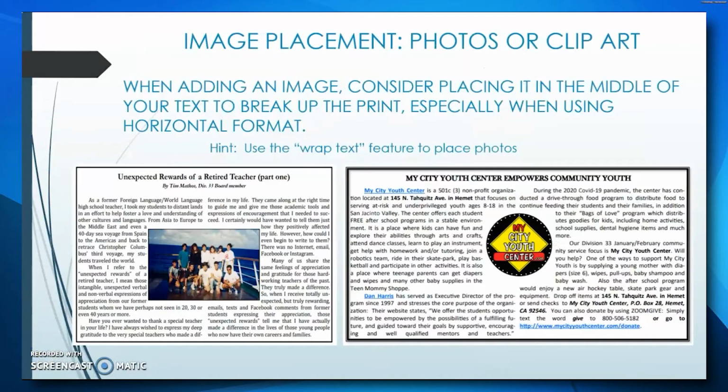Photos and clip art add a personal touch to your newsletter and reflect the look and feel of your division. The placement of images is also important, so varying their placement is critical. Get creative. If you typically place your images in the top or in the corner of a text box, switch it up and try placing them in the middle of an article to break up the text, as you can see in both of these examples, especially when you're using the margin-to-margin text found in horizontal formatting. To easily place your images wherever you want them, use what we call the wrap text feature, which I'll highlight in the next slide.